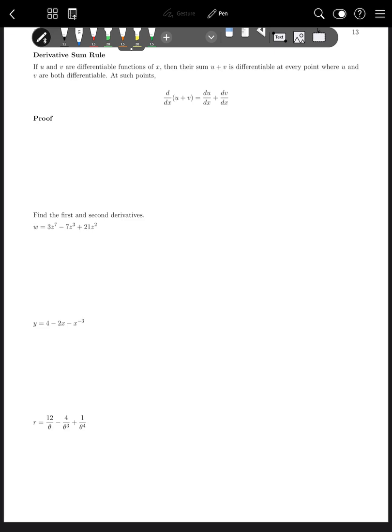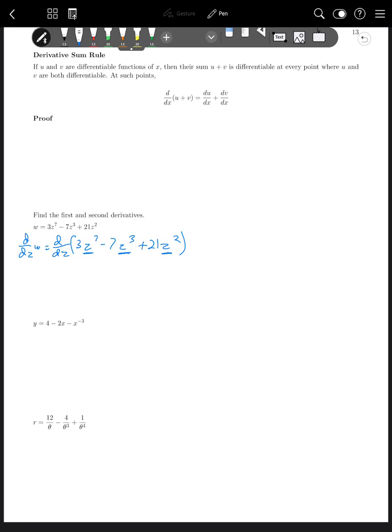So what all these rules we've looked at so far is it makes it really easy to deal with derivatives that involve polynomials especially. So if I look at this problem here, if I want to find the derivative with respect to z of 3z to the 7th minus 7z to the 3rd plus 21z squared, to do that, all I'm going to worry about are these. What are these derivatives?